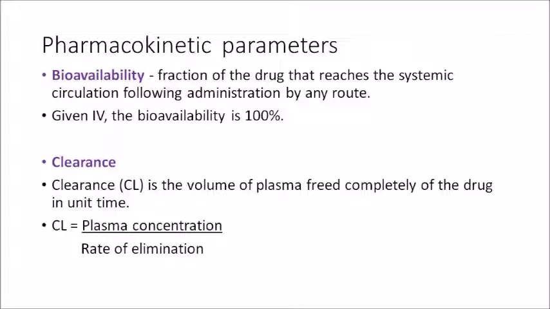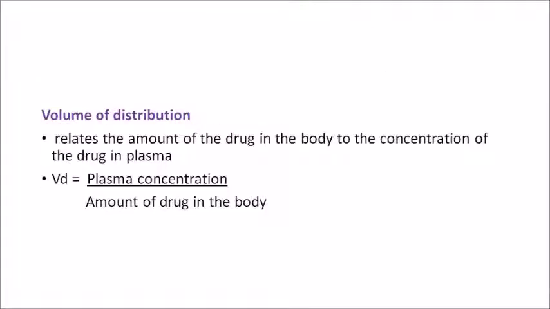Next term is clearance. Clearance is the volume of plasma that is freed completely of the drug in unit time. So how much of your plasma is getting freed of the drug in unit time. So how much is getting cleared. This formula is rate of elimination divided by plasma concentration. Volume of distribution is relating the amount of drug in the body to the concentration of drug in the plasma.